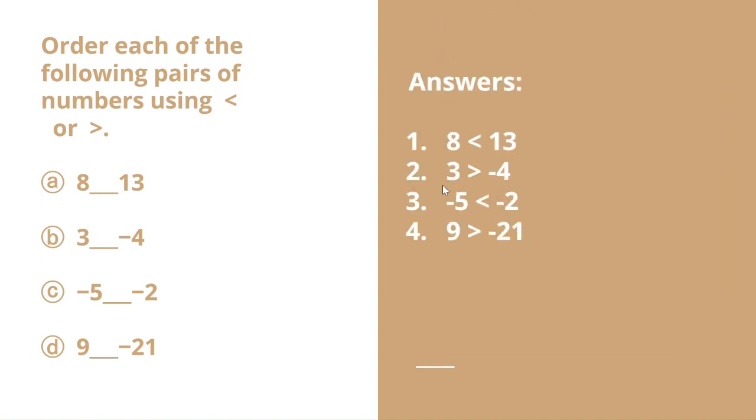Okay, for the first one, edge is less than 13, and the second one, 3 is greater than -4. And for the third one, -5 is less than -2, and 9 is greater than -21.